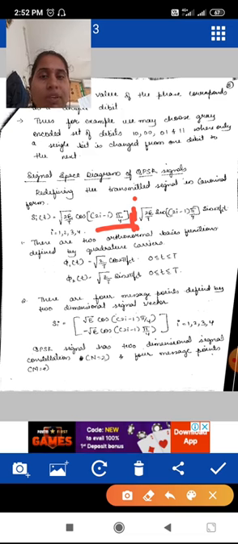Coefficients means, if it is S1 of t. Here I told you that there are four signals, S1, S2, S3, S4. In all four signals, what are the coefficients? The coefficients are root E cos of (2i minus 1) times pi by 4, and minus root E sin of (2i minus 1) times pi by 4. So these are the coefficients. Now, the QPSK signal has a two-dimensional constellation.